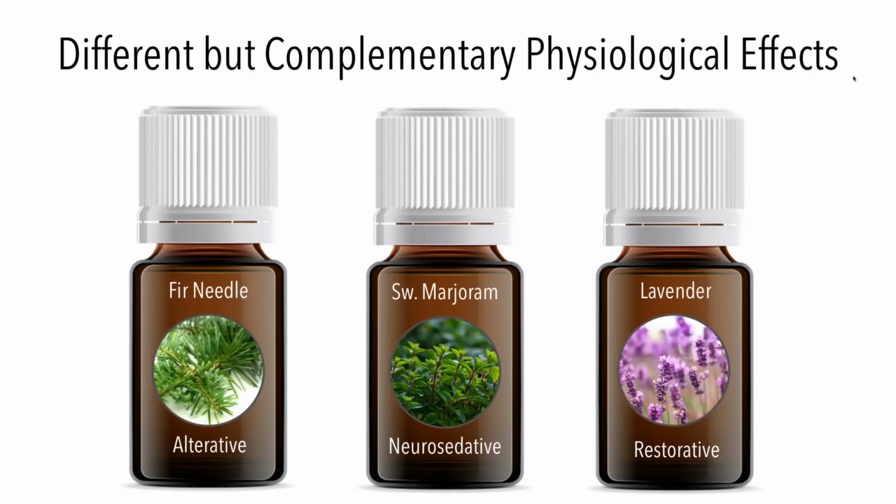When creating therapeutic synergies, practitioners often choose essential oils with different but complementary physiological effects. Here's an example. Let's say you want to create a synergy to reduce the habitual sympathetic nervous system reactions related to chronic stress. You might first choose fir oil for its alterative action, which helps the body to regain balance and function. Sweet marjoram's a good choice because it's got neurosedative qualities, which reduce the reactivity of the nervous system. Finally, lavender might be added as a restorative that helps the body recover from exhaustion. These three essential oils together will have a broader action on stress than fir oil acting on its own.